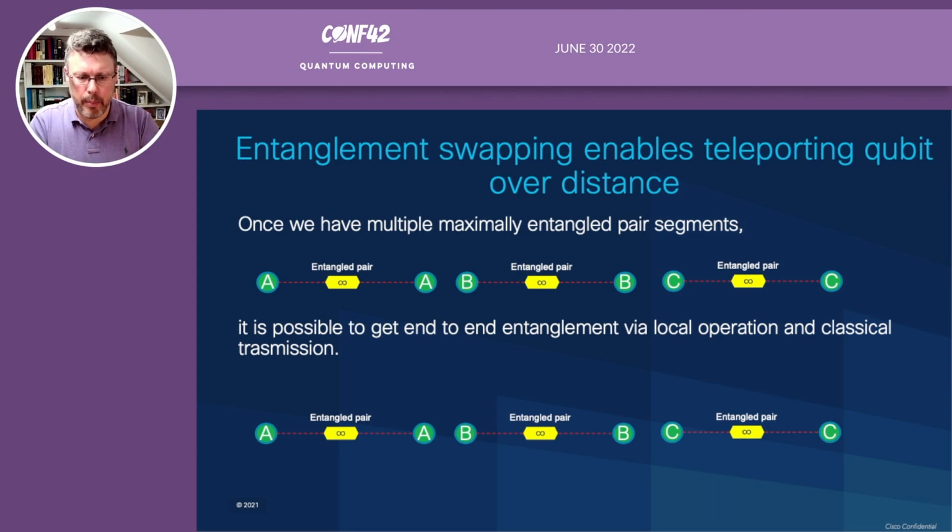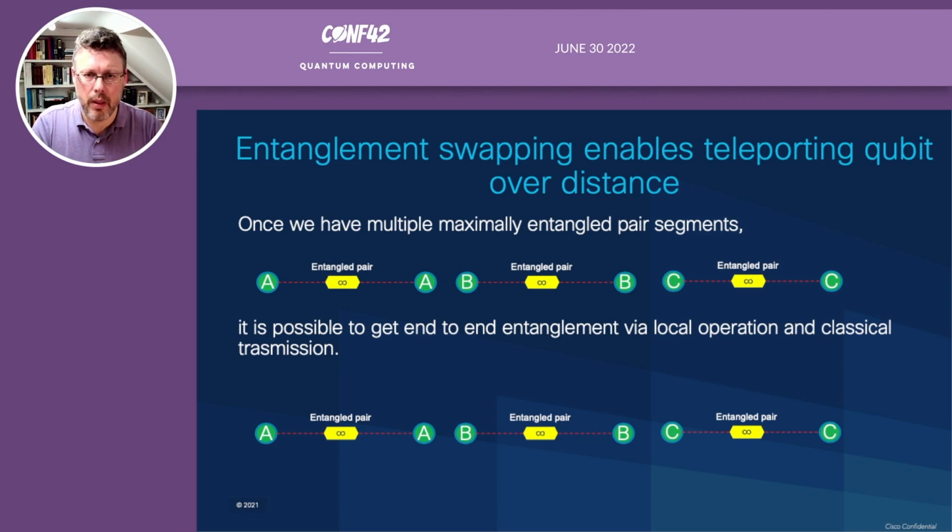Now, in order to make teleportation work, we really need to extend how we do the teleportation, and we do that by successively swapping entanglement on a communication link. So here we have three maximally entangled pair segments, pair A, pair B, pair C. And what we're going to do is entangle pair A with pair B and have an entanglement between A and B, and then do the same again to get entanglement with C. And then we have an end-to-end entanglement across the entire link.